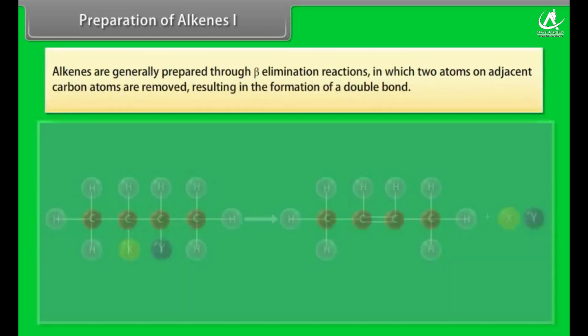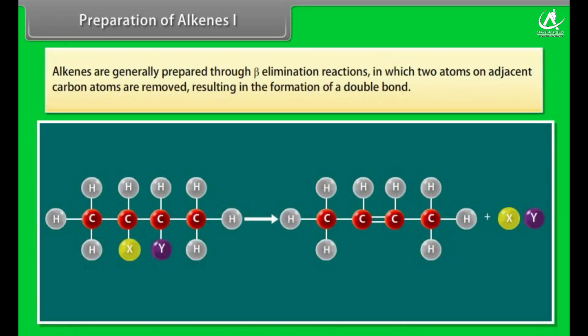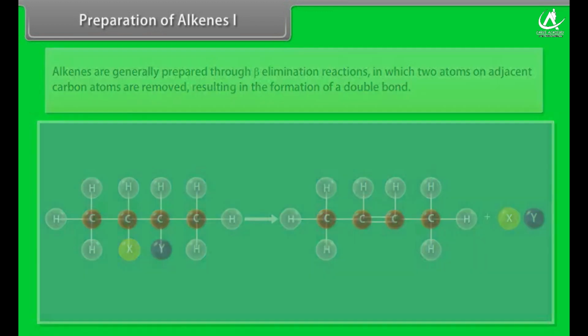Preparation of alkenes, Part 1. Alkenes are generally prepared through beta-elimination reactions, in which 2 atoms on adjacent carbon atoms are removed, resulting in the formation of a double bond.